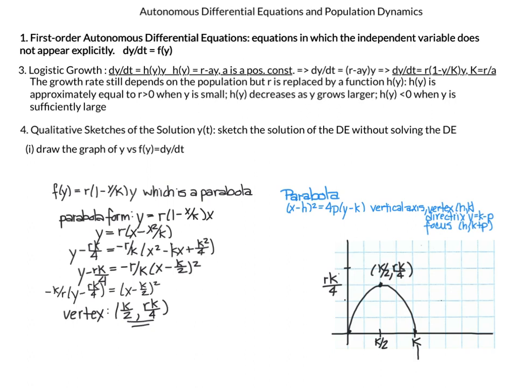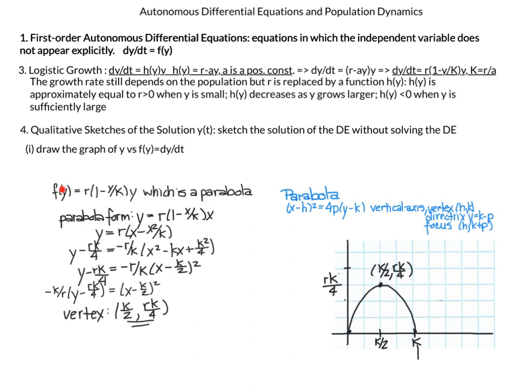Our first step will be to graph y versus f of y, where f of y is dy/dt. So again, we're not graphing y of t, but we're graphing y and comparing it to its derivative. So when you look at the graph, you have to keep that in mind. You're not looking at y versus t. It's not a graph of y. It's a graph of y versus its derivative.